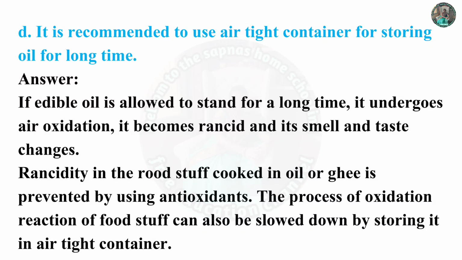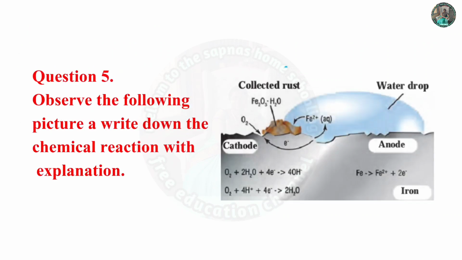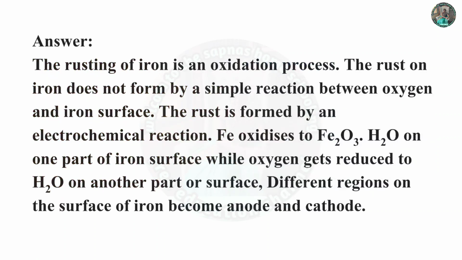Rancidity in foodstuff cooked in oil or ghee is prevented by using antioxidants. The process of oxidation reaction of foodstuff can also be slowed down by storing it in an airtight container. Question 5. Observe the following picture and write down the chemical reaction with explanation. So this is the picture.